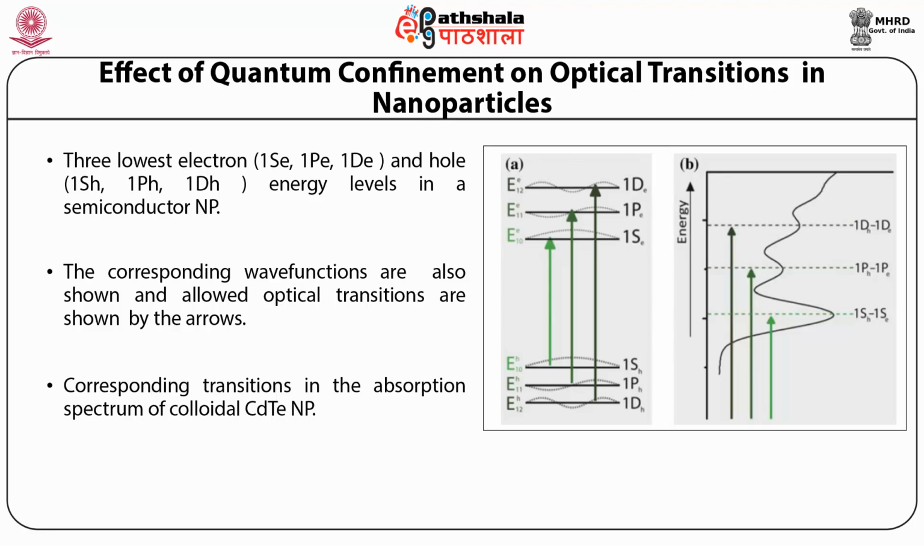In the case of insulators, where Eg is greater than 5 electron volt, excitons are strongly localized with aB less than 1 nanometer. So, nanoparticles with 10-20 atoms may be required to observe the effect of quantum confinement on optical transitions.